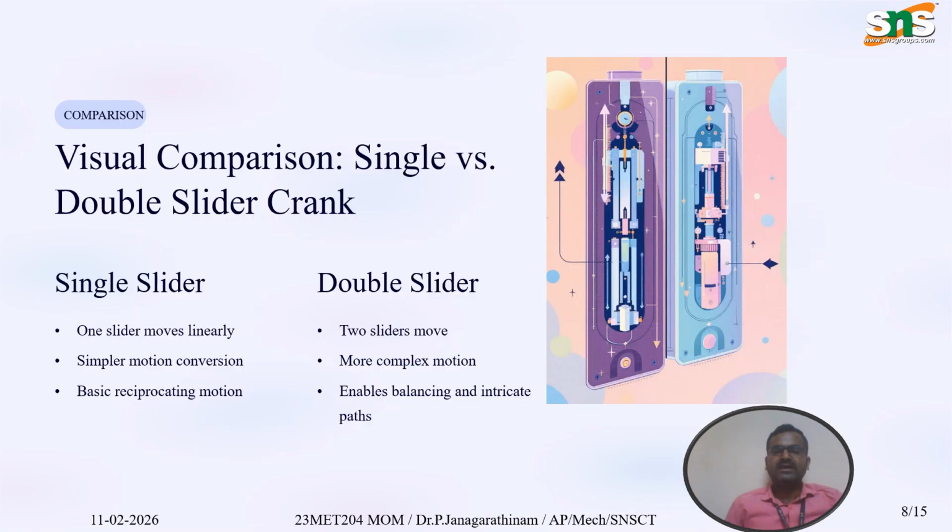And this is the visual comparison between the single and the double slider crank mechanisms. The single slider mechanism has only one slider, which moves linearly. In our double slider crank mechanism, we have two sliders which move linearly. The motion conversion is simpler in the single case, while the more complex conversions are handled by the double slider motions. It enables balancing and intricate paths which decide the linear motions. This is the basic comparison of single and double acting slider crank mechanisms.